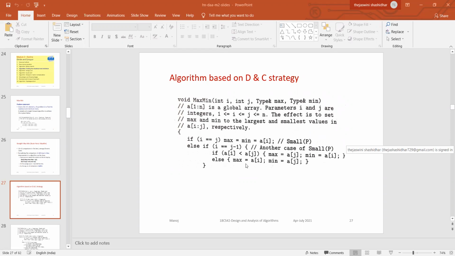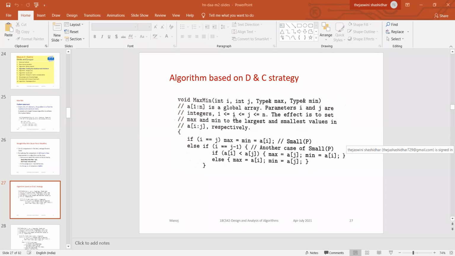You have to remember two conditions. What is the function name? MaxMin. I and j are the index variables. Max and min are the two parameters. What is the input you gave? Here A[1:n] is the global array. Parameters i and j are integers, with 1 less than or equal to i, less than or equal to j, less than or equal to n. That means i will start from 1 and j will end at n, and i is less than or equal to j. That is the condition.